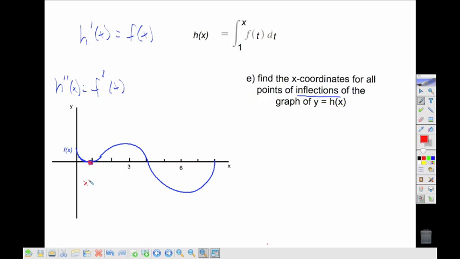So here's one here. We're going down, then we're going up. So at x equals 1, that would be a point of inflection. Over here, that looks to be about at 3. It's going up, then down. So x equals 3 would be a point of inflection. The next one looks like it's maybe about 6, going down, then going up. So x equals 6 is a point of inflection for h.